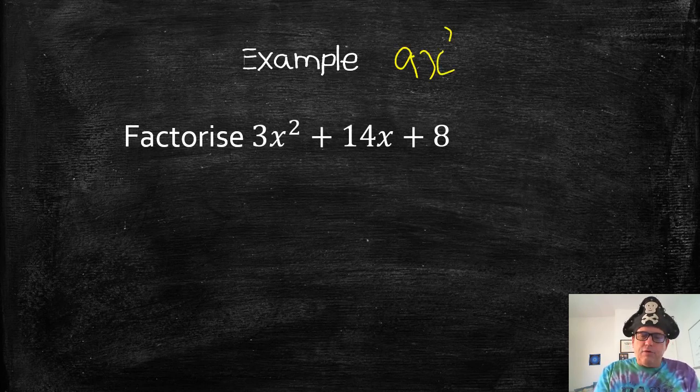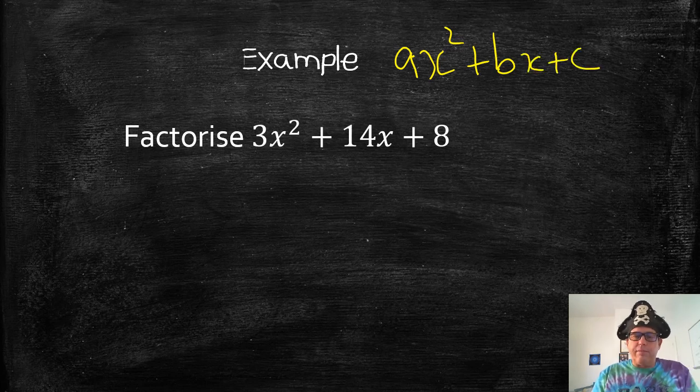Quadratics. If you remember back to module 3 when we did sequences, all quadratics can be written like that: ax squared plus bx plus c. And what we're doing right here is trying to factorize a quadratic. In this case, the a is 3, the b is 14, and the c is 8. Remember, a, b, and c just stand for numbers depending on the particular thing.